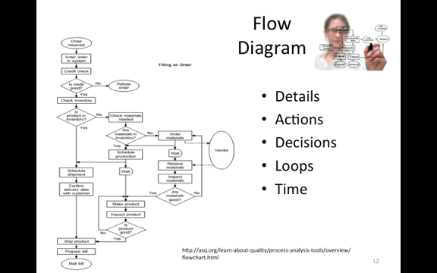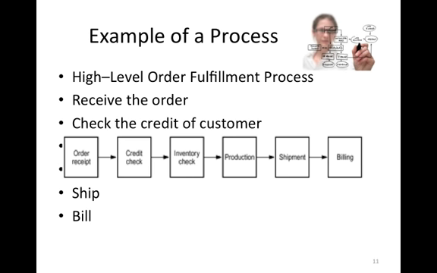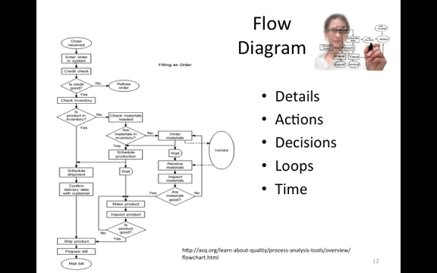We can, in our flow diagram, go from a high level to a more detailed level. And so in this, we still have the exact same high-level activities. The order is received, the credit is checked, we check the inventory, etc. But we've added a lot more actions. We've added decisions. We've created process loops, and we can account for time.